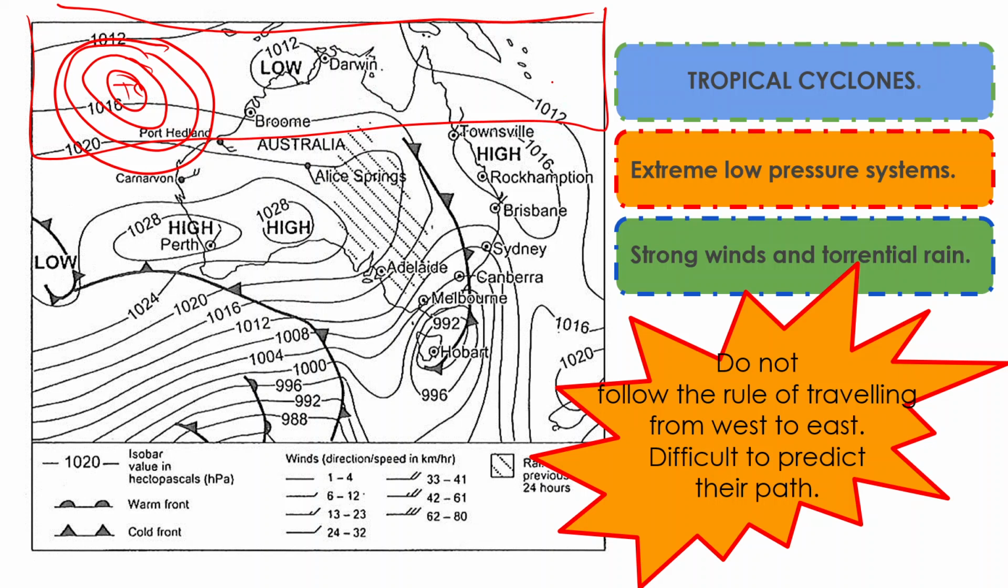In fact, when they form up in these areas here, often what they'll do is move down west and then south, bringing some very bad weather right through this region here. Often see a lot of floods in northern New South Wales that are actually caused by tropical cyclones. And it's the same over here. These can move down towards Perth or down west and south, so they do not follow the general rule.